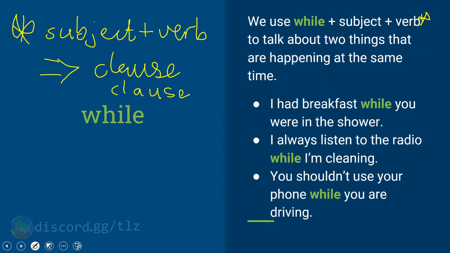Now, when you're to use while, when you're talking about two things that are happening simultaneously, that's really important. Happening at the same time. That's a key word to this. Now, what were you doing? Now, if you notice, there isn't really a question tag with this, but you could be like, what were you doing while I was in the shower? I had breakfast while you were in the shower. I always listen to the radio while I'm cleaning.